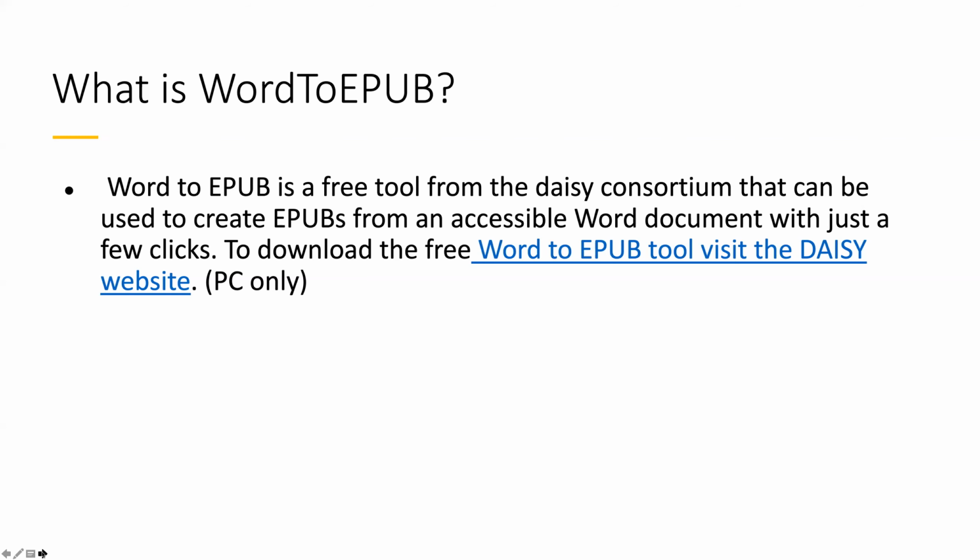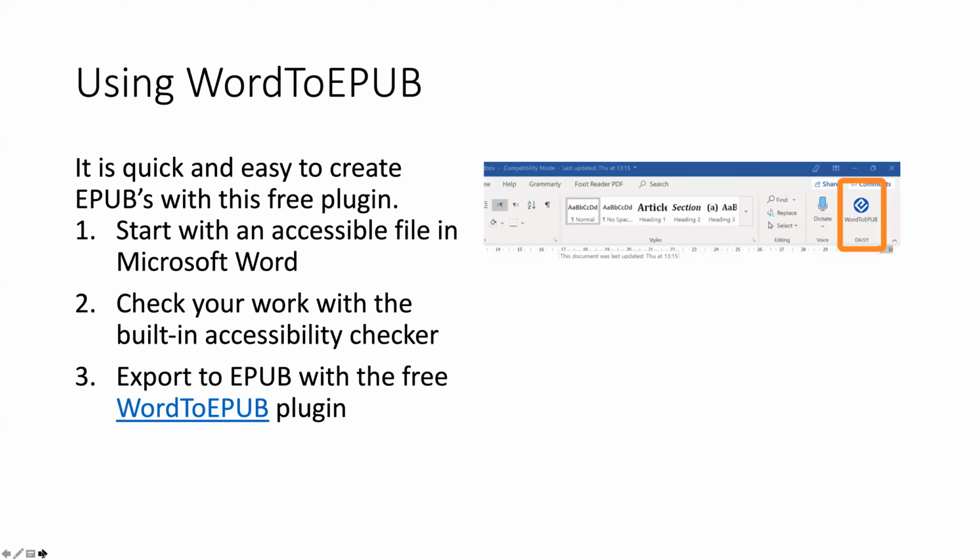So that's WordToEPUB. And again, you just have a tab in Word. You make sure you have an accessible Word document, and then you just click WordToEPUB. It's a couple of clicks. Very easy to do. Where we get into trouble is creating that accessible Word document. That's really the bottleneck.